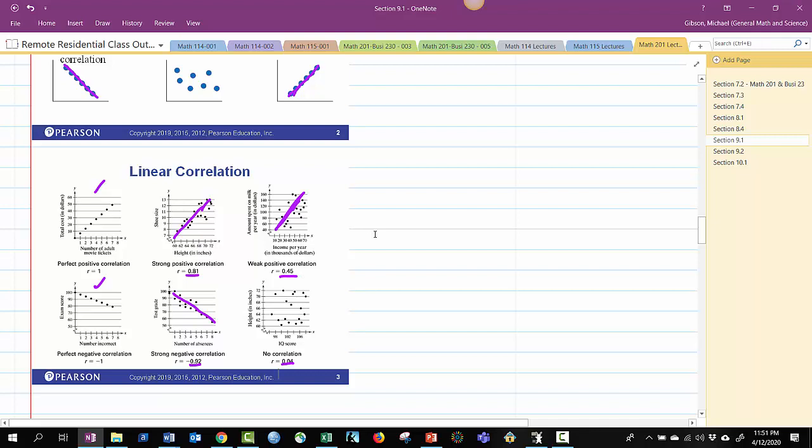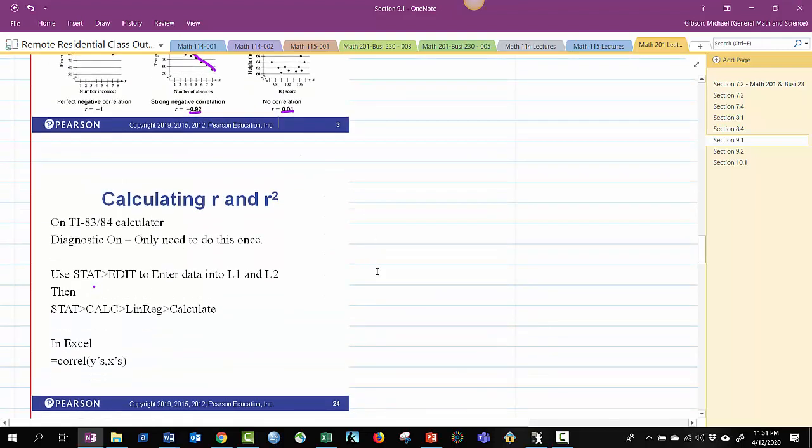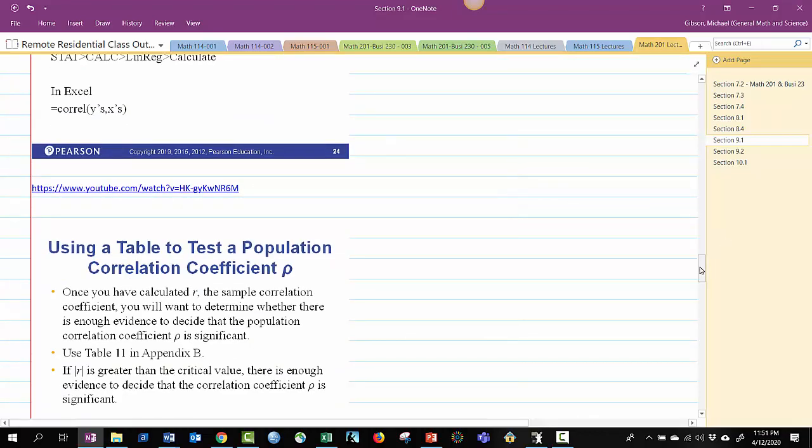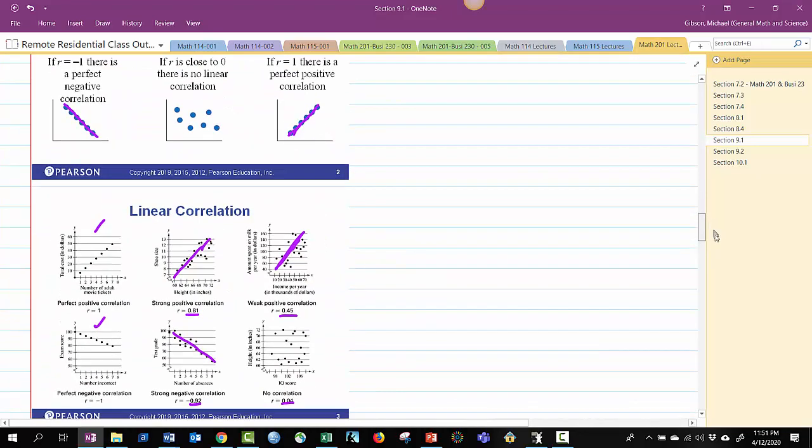All right, so now we've talked about what is correlation and how we measure it using R. The next thing is, is it meaningful? Does the number R that you calculate indicate a strong enough correlation to be meaningful? Oh, wait, before we do that, we've got to do that on the calculator and in Excel. They both do it. We can do this both ways, calculator and Excel.